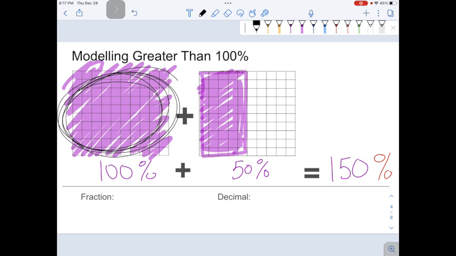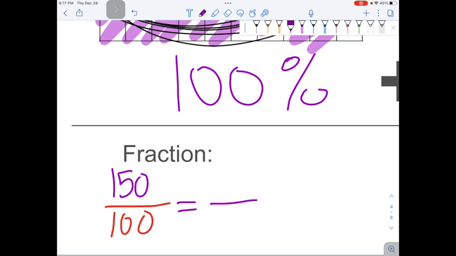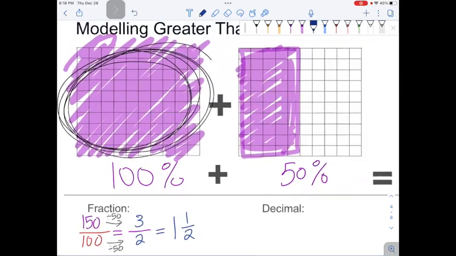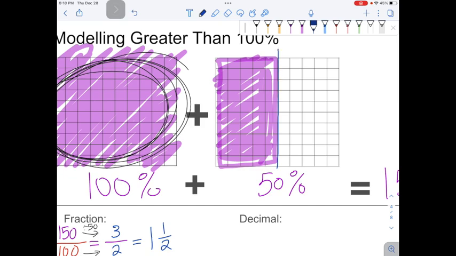Let's jump into the fraction then. For our fraction, we know that when you have a percent, 100 goes on the bottom. So this is 150%. All right, then we're going to write an equivalent fraction. I can divide by 50. Divide by 50. And now I see that there are 2 50s in a 100, and there are 3 50s in 150. So this also looks like the fraction 3/2, which I could convert into 1 1/2. And that looks right to me. I have one whole on the left, and half of the next square, the left half, is colored purple.